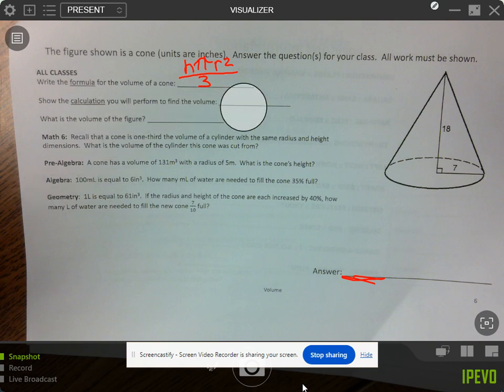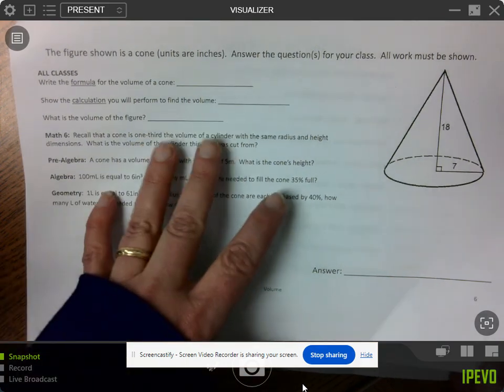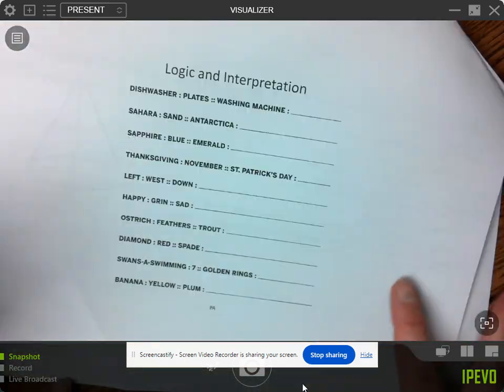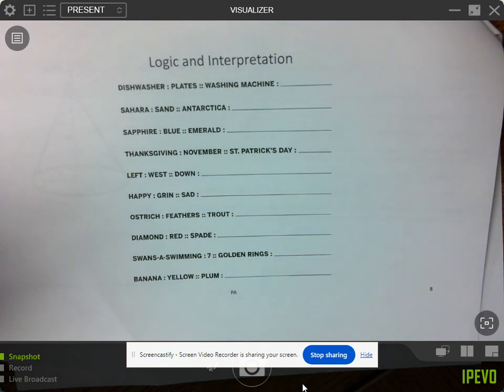Our next page is the logic page. So, dishwasher is to plates. We put plates in the dishwasher. So, washing machine is to what? What do we put into a washing machine? We put clothes into a washing machine. So dishwashers, you put plates inside of it. Washing machine, you put clothes inside of it. So look at those relations and decide what the missing one is.